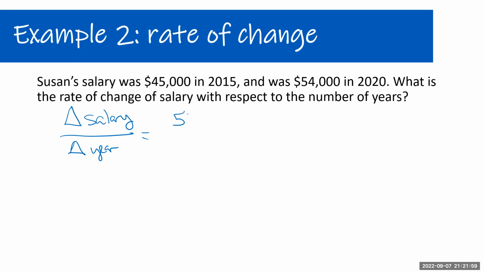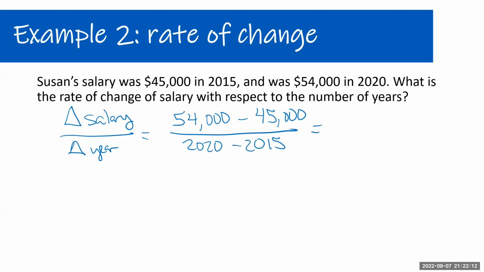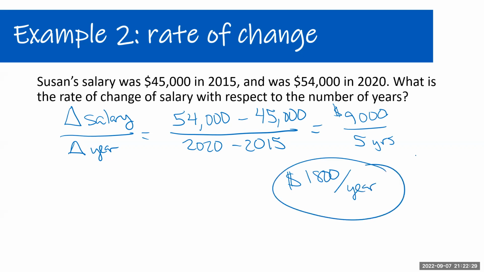So we know that she has 54,000 from 45,000. 2020 compared to 2015. So this is going to be $9,000 for 5 years. So if we do 9,000 divided by 5, that is going to give us in our calculator $1,800 per year. You could also write this as 1,800 per year.